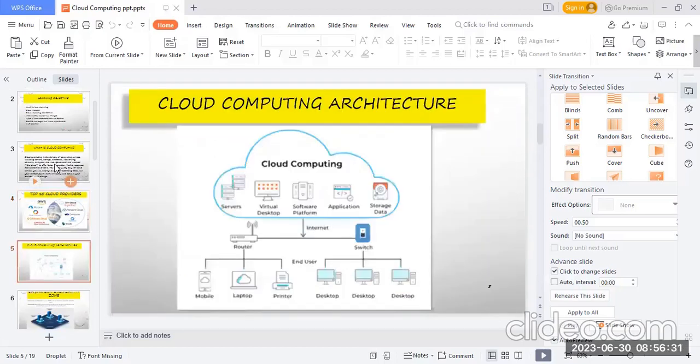So this is the cloud computing architecture. Basically at cloud side, different servers, virtual desktop, software platform, applications, storage data are there that we are using to access over the internet for our different applications. And at user side, mobile, laptop and printer will be considered for interfacing, or you can say we are connecting our system through the internet with the cloud architecture.